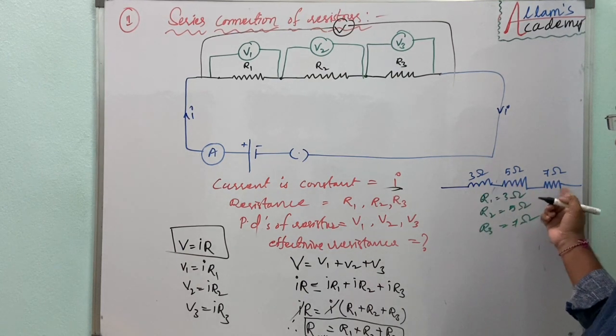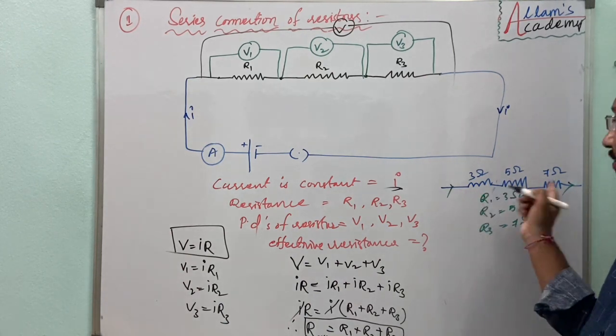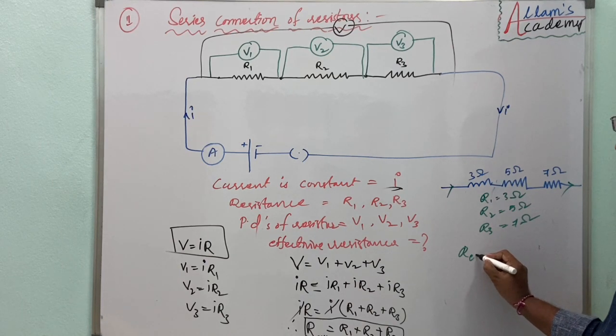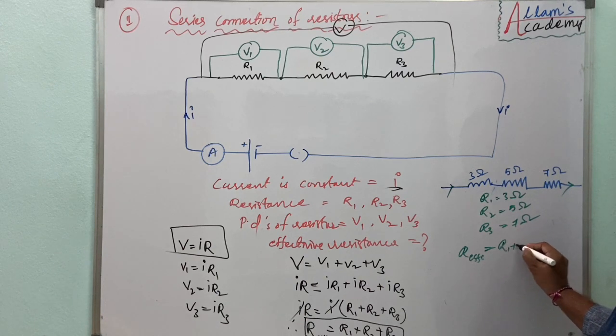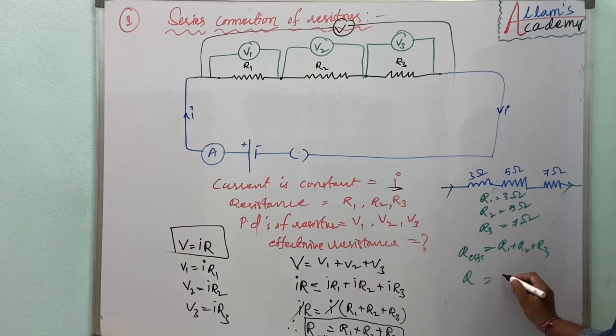Is this a series connection or not? See here, the amount of current traveling is the same, right? So the effective resistance of a series connection equals R1 plus R2 plus R3. This is the principle. So R equal to 3 plus 5 plus 7. So R equal to 15 ohms.